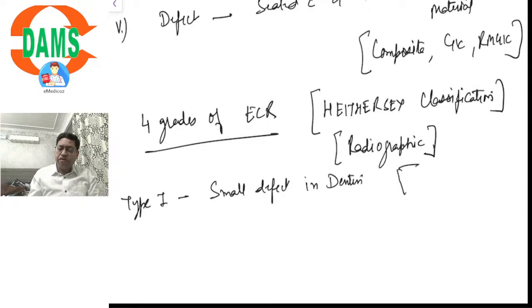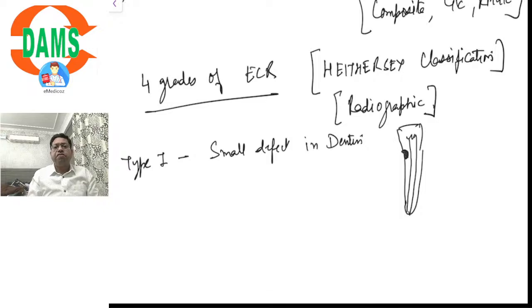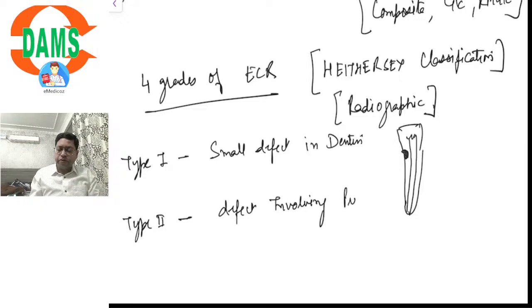If we see the tooth, this is the pulp organ of the tooth. In the cervical area, there would be a small defect evident on the radiograph, that is type 1 external cervical resorption. Type 2, according to Heithersay, is a defect involving pulp and limited to the crown only.